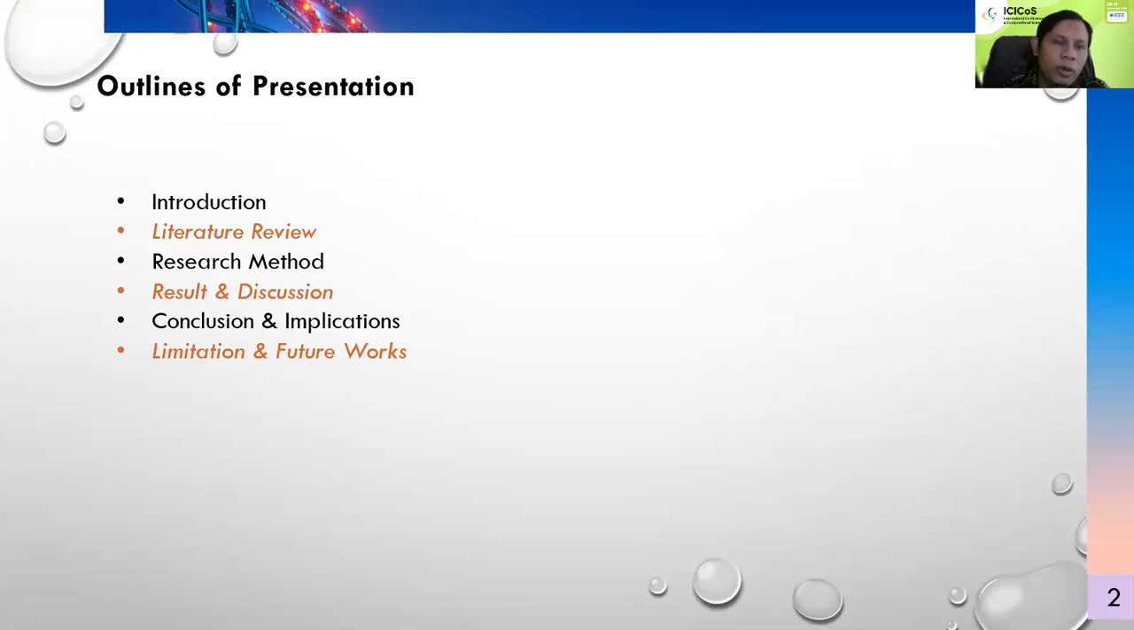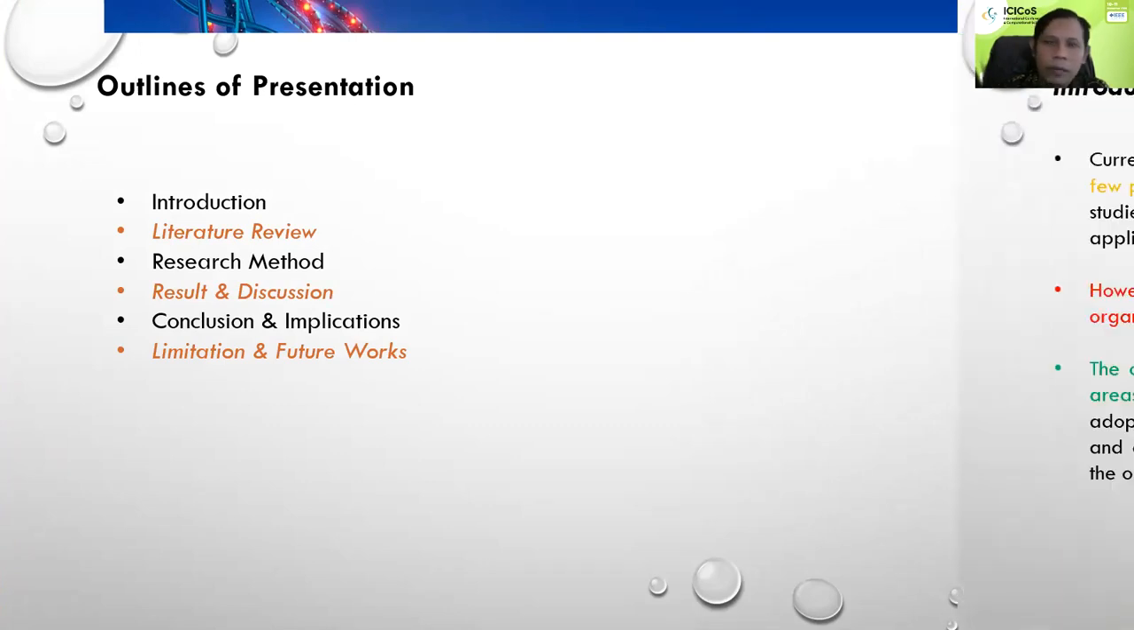Okay, this is our outline of presentation. First, introduction. Second, literature review. Third, research methods. Fourth, result and discussion. Five, conclusion and implication. And at last, limitation and future works.